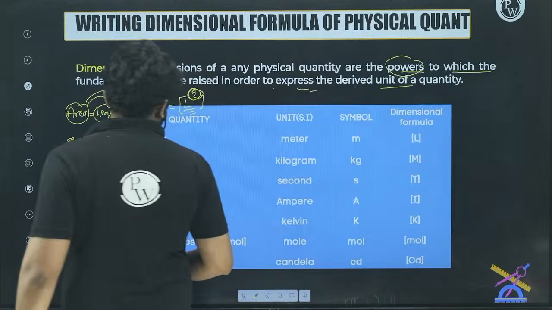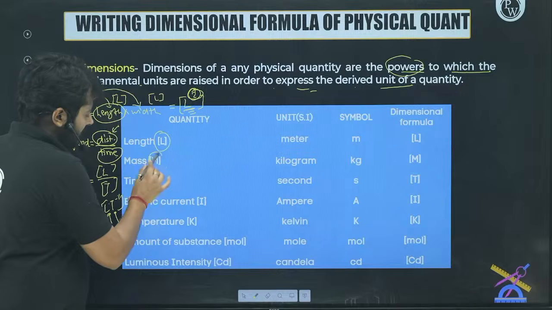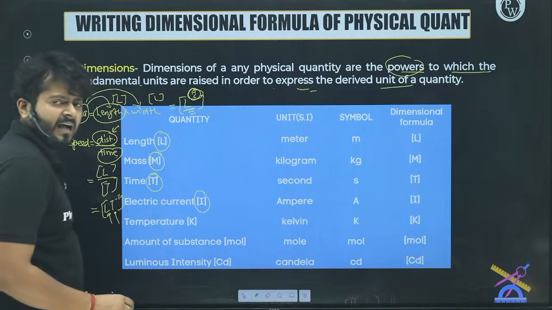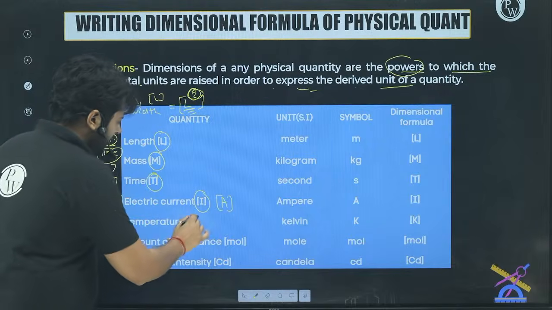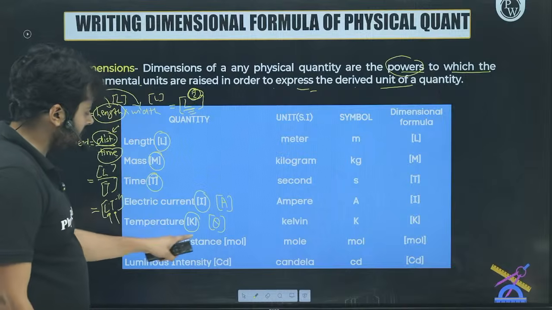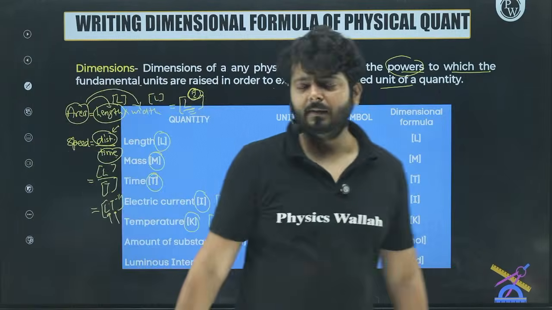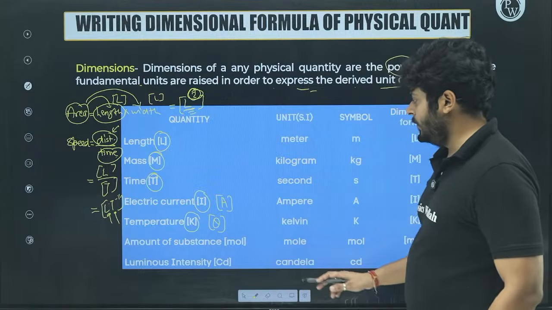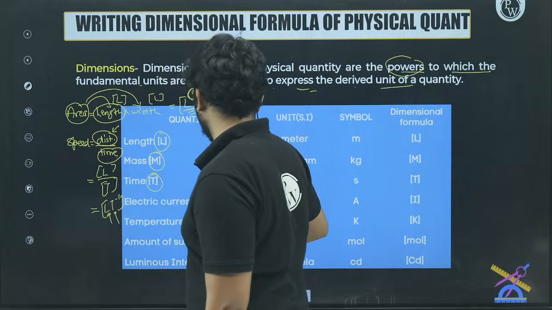So yeah, these are the fundamental quantities. They have a certain dimension. Length has L, mass, time, current I, or in some books, current's dimensional formula is A. Temperature is K. In some books, the temperature's dimensional formula is theta, right? Amount of substance, mole, and luminous intensity is candela, right? So this is it. So for now, you will be using the temperature. You just use the value Kelvin.